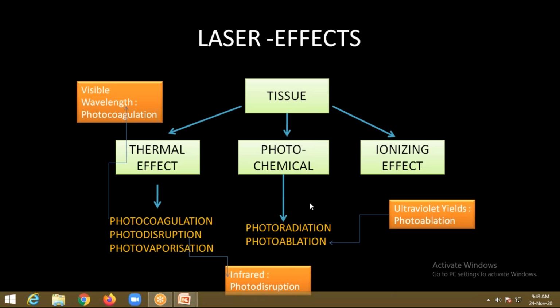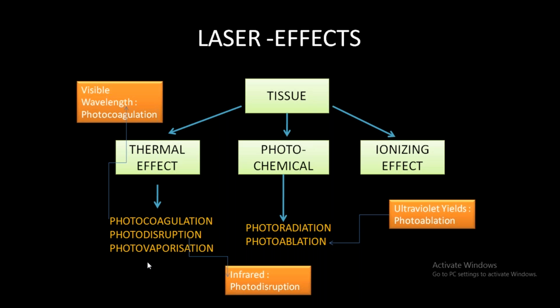And what are the photochemical effects? These are photo radiation and photo ablation. If you use the excimer laser, it does photo ablation. That is in 193 nanometers, it causes ablation. It vaporizes off, it converts the stromal tissue into a vaporized form, and you cannot see that. So it ablates the stromal tissue and thins the cornea. So photo radiation and photo ablation are the photochemical effects of laser on the tissue.